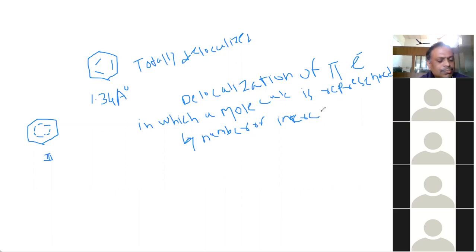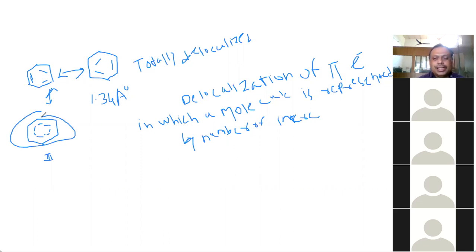But none of them is correct, and the correct structure is the hybrid of all the structures. In benzene we saw two structures: one and two, and this is the third one. The first two are individual structures and the third is the resonance hybrid. That is delocalization, and it is represented by a number of interconvertible structures. None of them is correct, and the correct structure is represented by the hybrid of all structures. This is called the resonance hybrid.